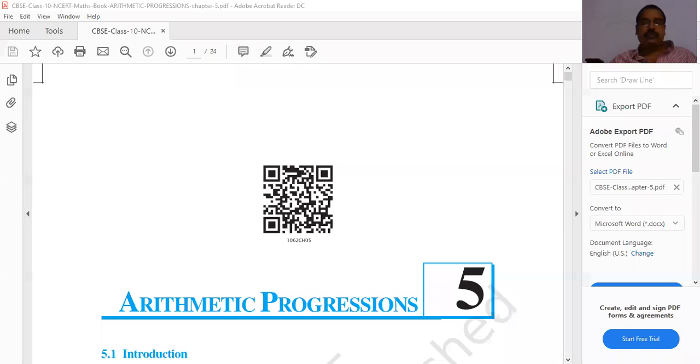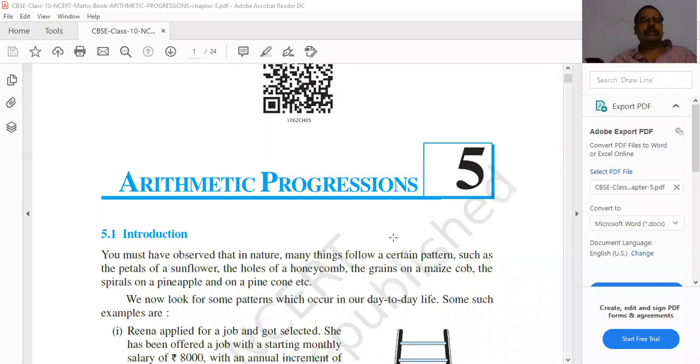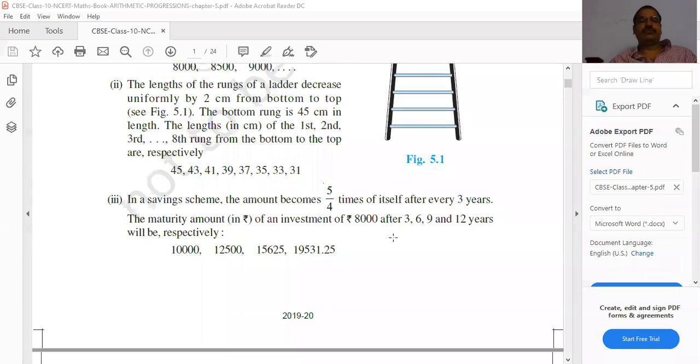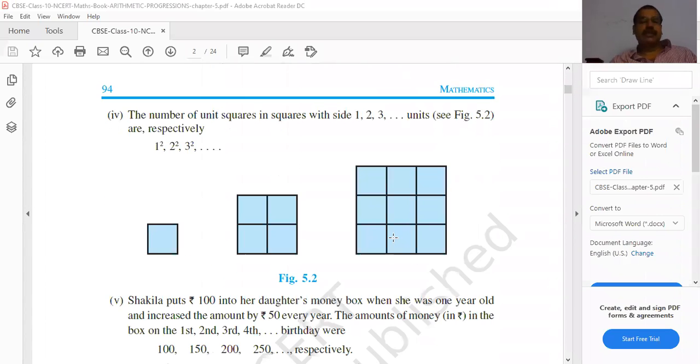Let's start now. This is arithmetic progression, a new topic. See here, 1 square, then 4 squares, then 9 squares. 1 square means 1, 2 square means 4, 3 square means 9. So 1 plus 3 is 4, and 4 plus 5 is 9. But this is not in AP.